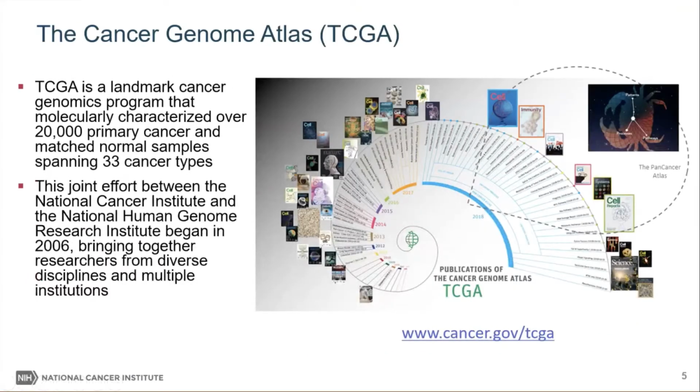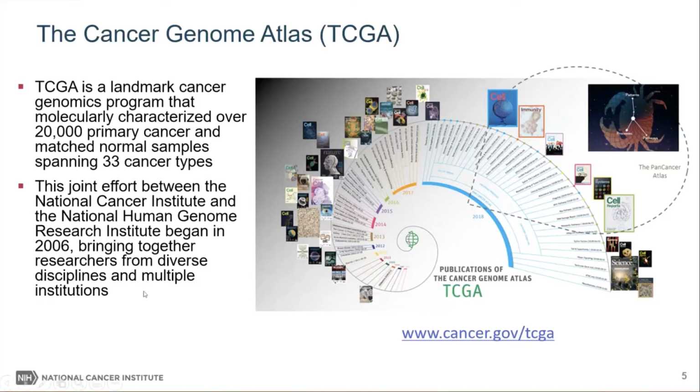TCGA, the Cancer Genome Atlas, which probably needs no introduction. It is certainly a pivotal program. It transformed our understanding of cancer, and it laid the groundwork for many programs and projects, such as the GDC that we have today. It was launched in 2006 by the NCI and NHGRI. It characterized over 20,000 primary samples, both tumors and normals, with 33 different cancer types. Roughly, TCGA generated over 2.5 petabytes of genomic, epigenomic, transcriptomic, and proteomics data.